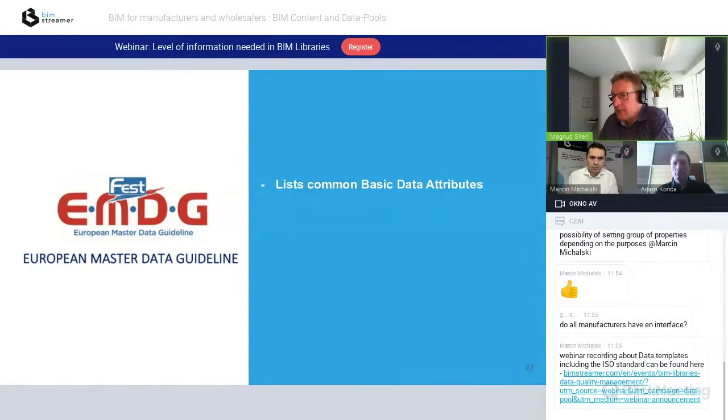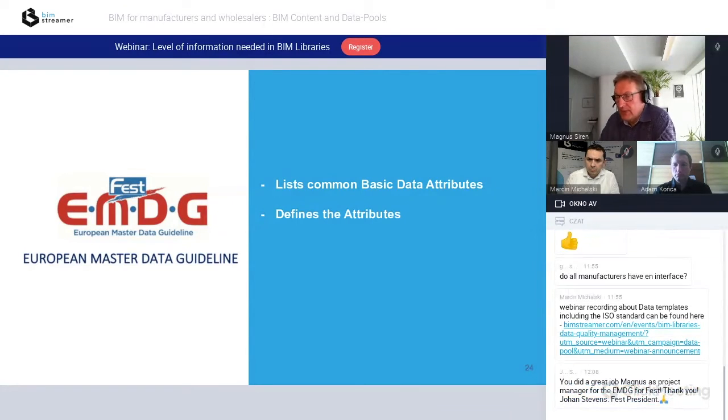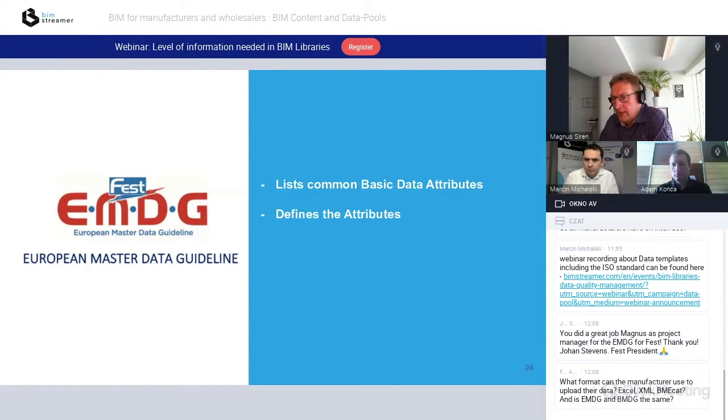Like I said, it lists the common basic attributes. It also, which is very important, defines the attributes. That means that you really know what the attribute is. That's usually a problem when you connect it to a data pool, something that has something called product number. But what number is it? The manufacturer's number? Is it some local number? Is it the GTIN or whatever? You always have to have a very clear definition about this. Also, sometimes if there's a limitation of how many digits can be put in somewhere, then it needs to be defined and clearly stated.